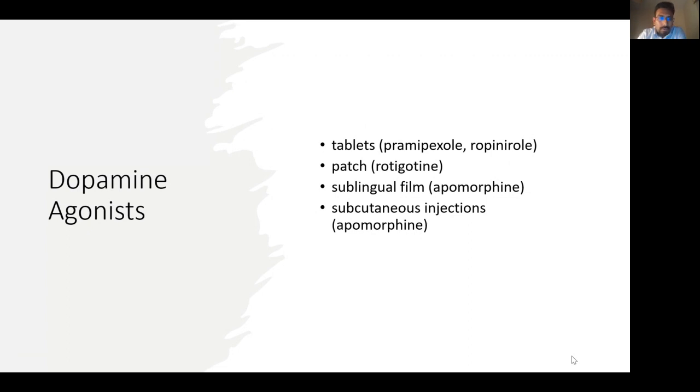Tablets are used if we are using a dopamine agonist at the beginning of the condition. Then ropinirole is one of the commonest choices here. Apomorphine injection is used for complicated Parkinson's patients when they have freezing episodes and this stuff.